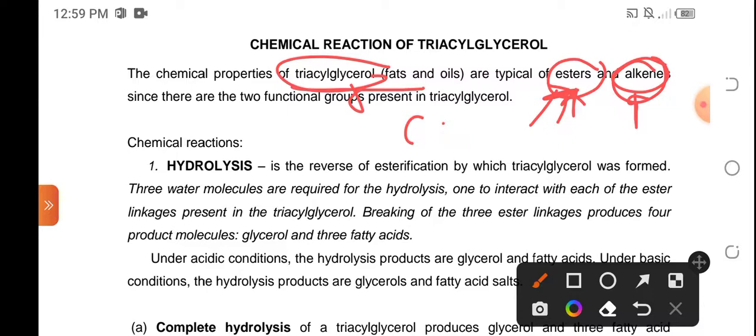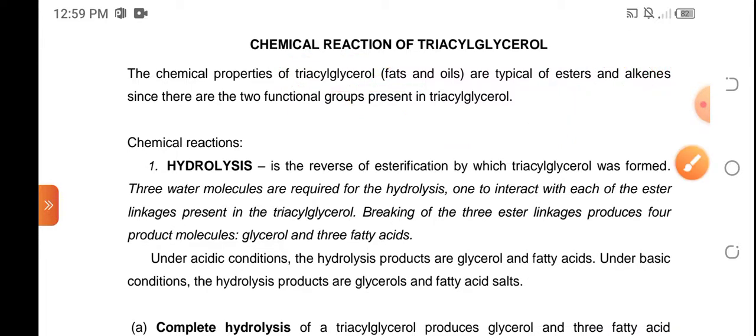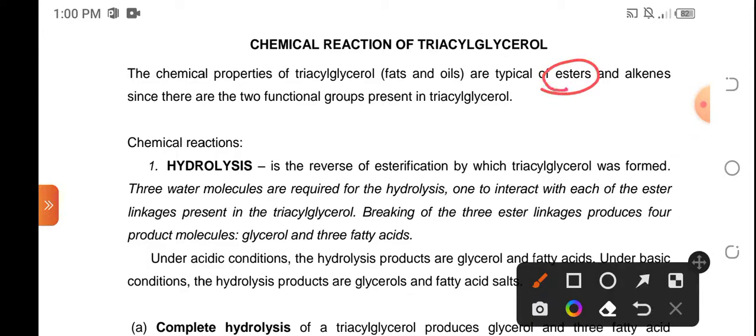Okay? So we have two functional groups present in a triacylglycerol. Esters, all triacylglycerol has this one, ester linkage. And alkenes, if and only if the fatty acids attached to the triacylglycerol have double bonds. Or if the fatty acids in the triacylglycerol are classified as monounsaturated or unsaturated fatty acid, then that will be present. But if that is saturated, of course, there is no alkene or there's no double bond present.